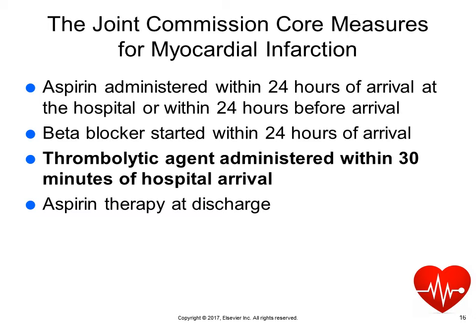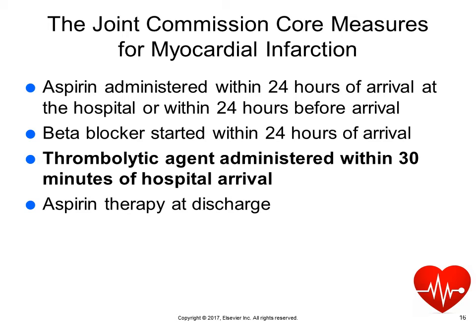The Joint Commission has issued core measures for MI, and those include aspirin administered within 24 hours of arrival at the hospital or within 24 hours before arrival, beta blocker started within 24 hours of arrival, thrombolytic agent administered within 30 minutes of hospital arrival, and they describe that it is preferred within the first 6 hours after symptoms, but can be given up to 12 hours after offset of signs and symptoms. It is contraindicated in patients with uncontrolled hypertension.